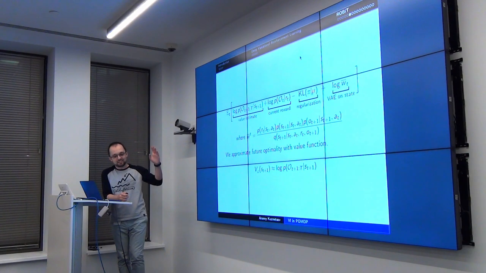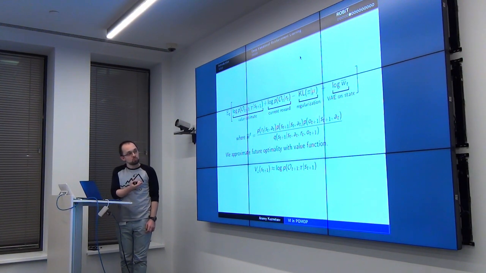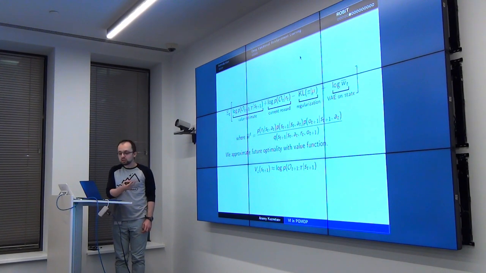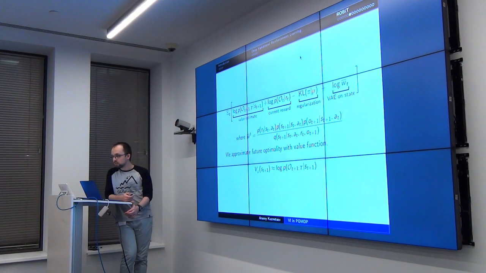Inside the SI loss, we have four pieces. The first two are maximization of our reward and reward in the future, then regularization or entropy, and then particle filtering on state. Okay, and from these four, the value is the first one, or the first two?